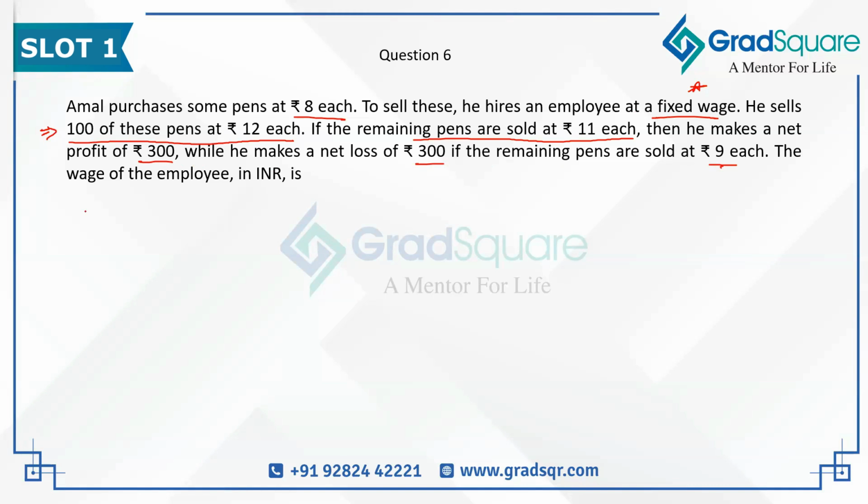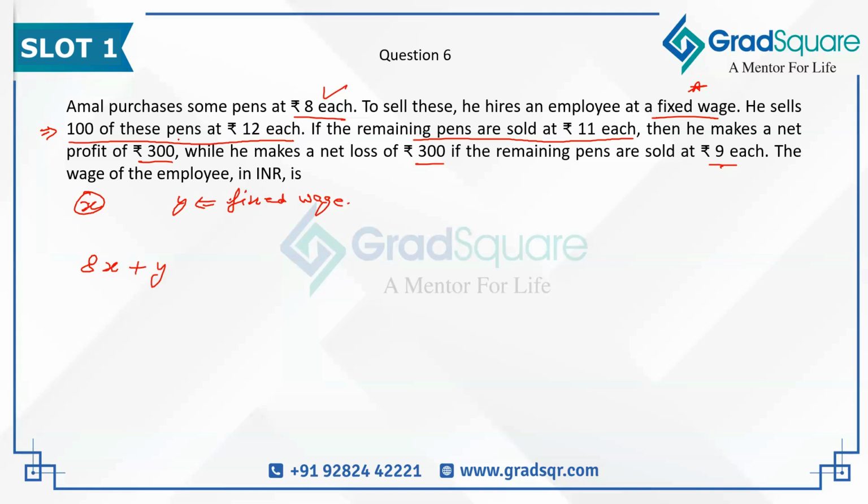Okay. So let's say suppose X number of pens were bought and Y was the cost of an employee. So I'm saying this is the fixed wage of the employee, right? Now let's have a look at what was bought. It was bought at 8 rupees. So the cost part of the equation will have 8x in it, and it will also have a cost part of the equation which will have what? A fixed cost of selling these pens, right?